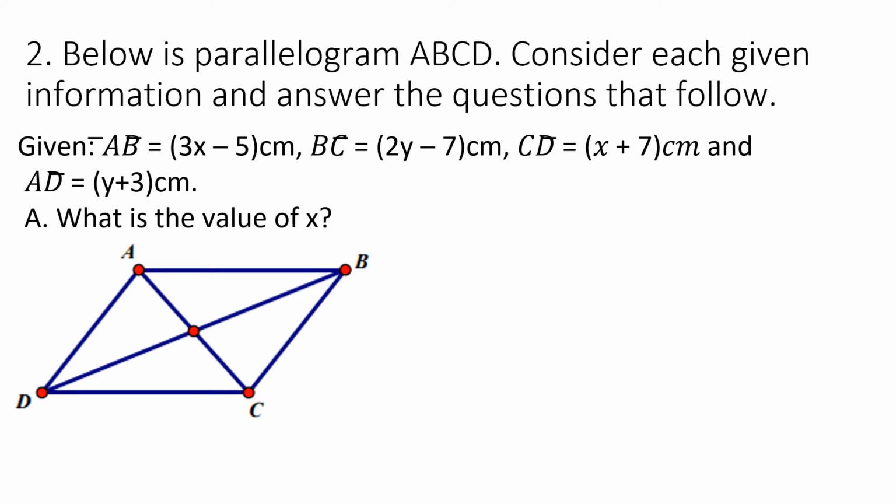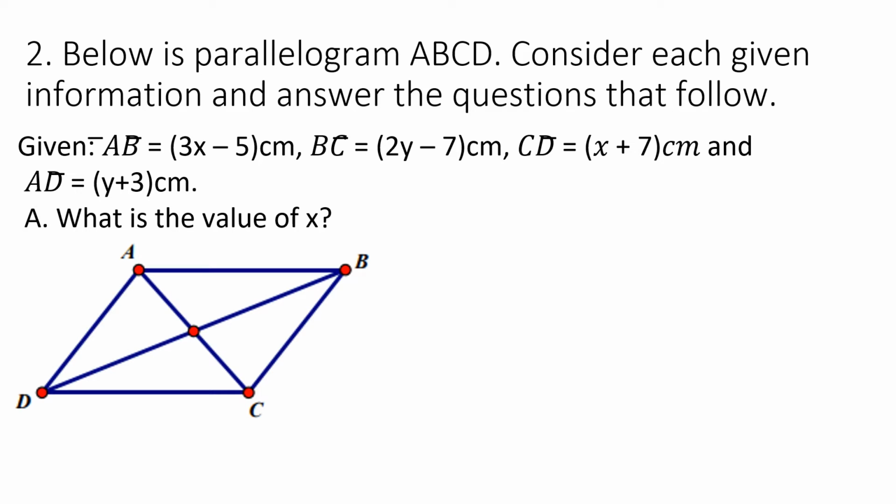Below is a parallelogram ABCD. Consider each given information and answer the questions that follow. We're given the measures of side AB, side BC, side CD, and side AD. Side AB equals 3x minus 5 centimeters. Side BC equals 2y minus 7 centimeters. Side CD equals x plus 7 centimeters. And side AD equals y plus 3 centimeters. The question is, what is the value of x?